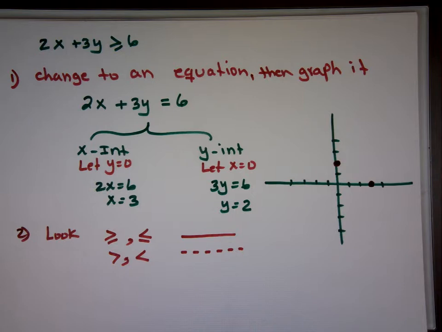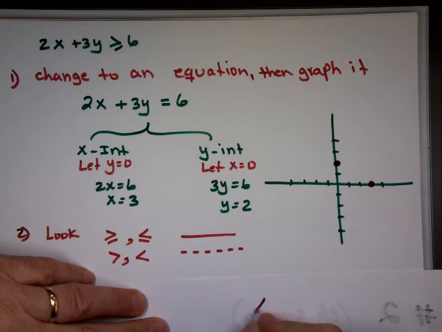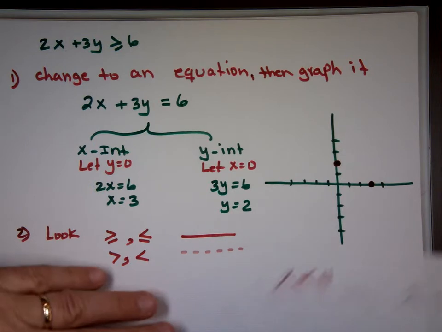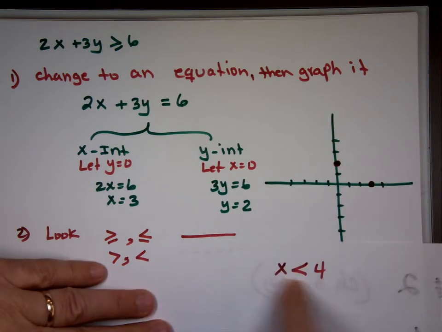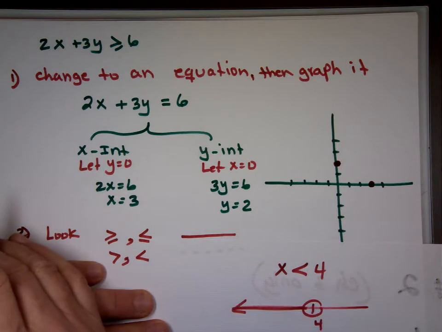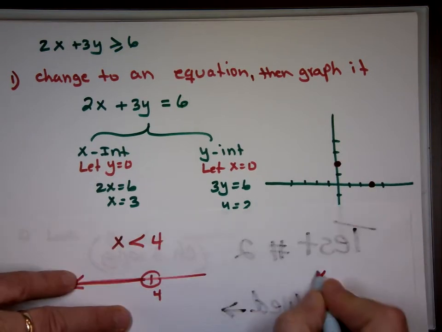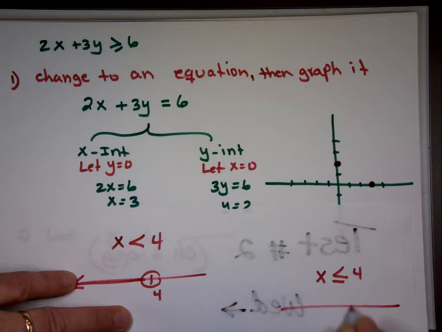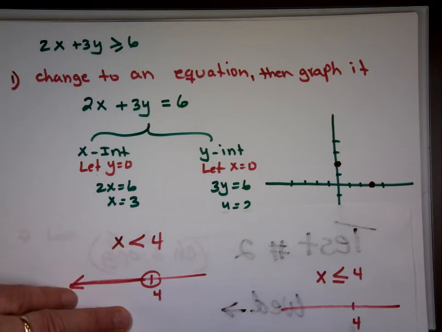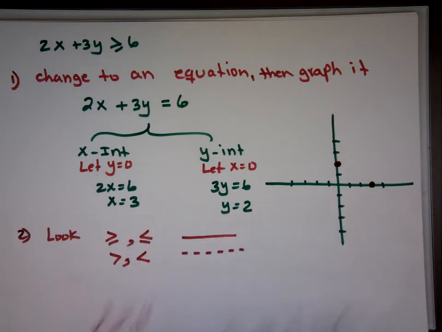Let me take you back quickly when you have a problem like this. X less than 4, how would you graph that? Open circle at 4 and to the left. Why open circle? What does the open circle mean? Good, good. The 4 is not included, right? What happens if you have x is less than or equal to 4? Solid circle, good. What does a solid circle mean? It's included. Well, that's the same thing.